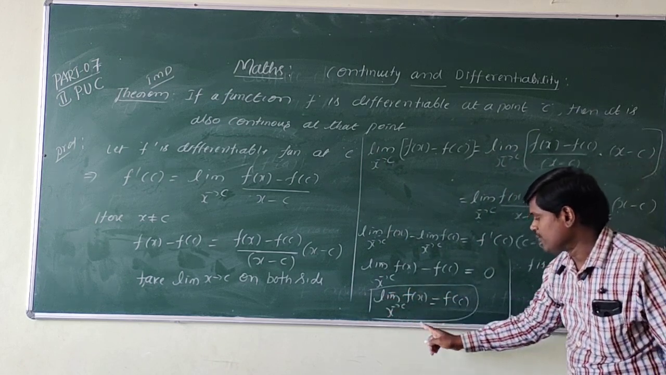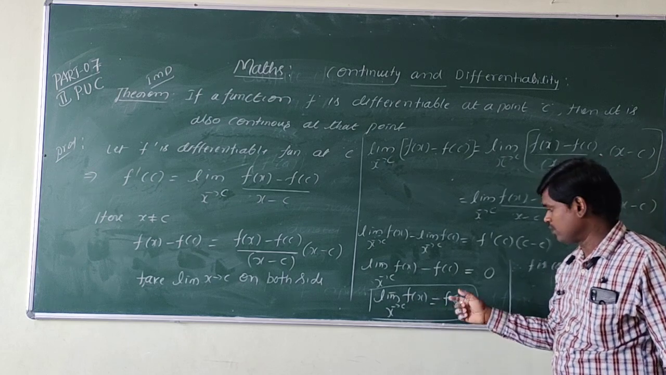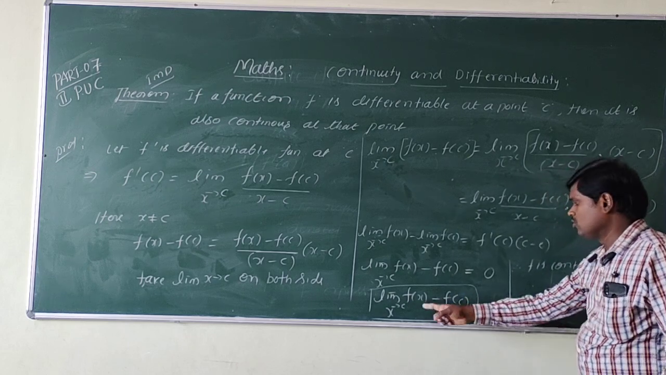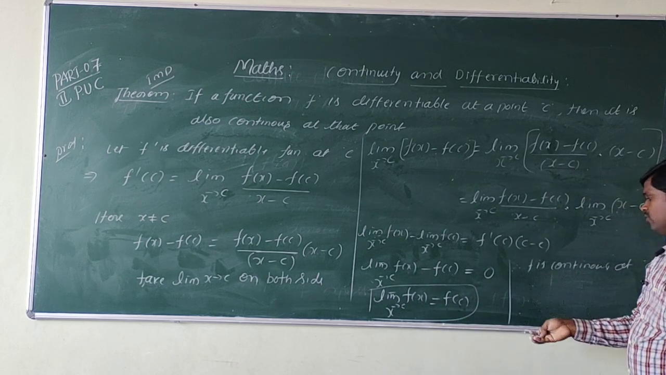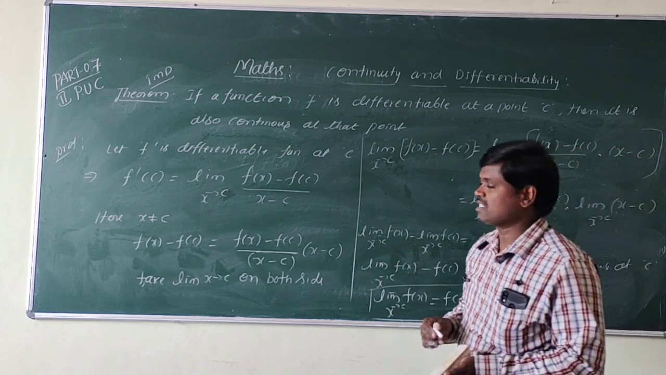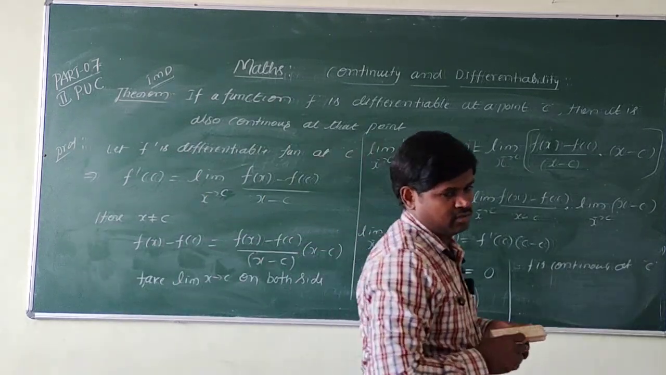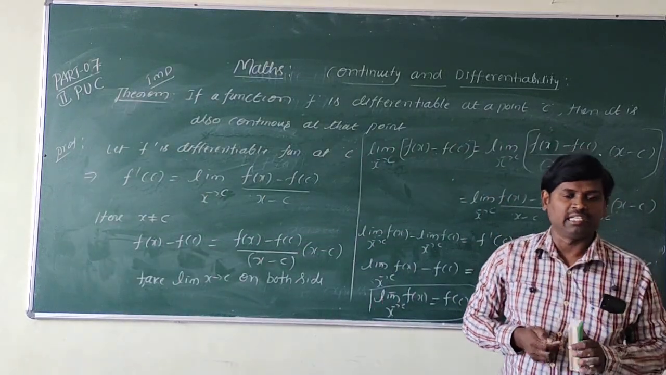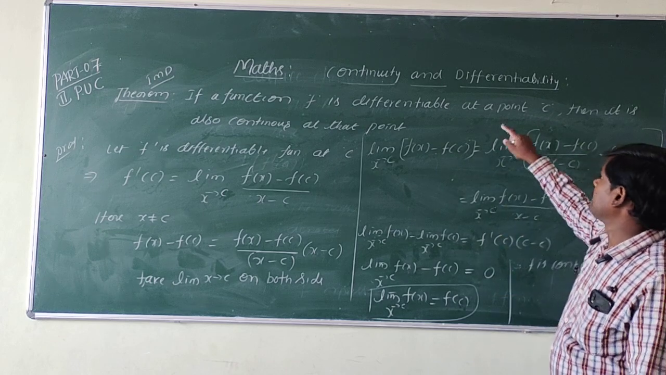So this is the limit of the function is equal to value of the function. So by this we come to the conclusion that the limit of the function is equal to the value of the function. Therefore it is continuous. So therefore f is continuous at c. Okay, so by this we are telling that every differentiable function is continuous at a point c.